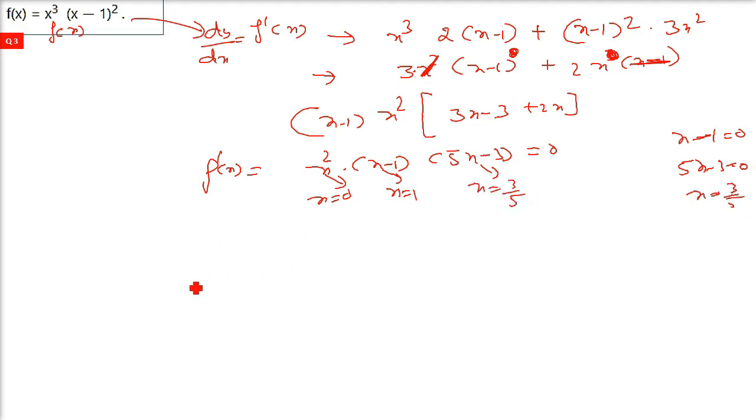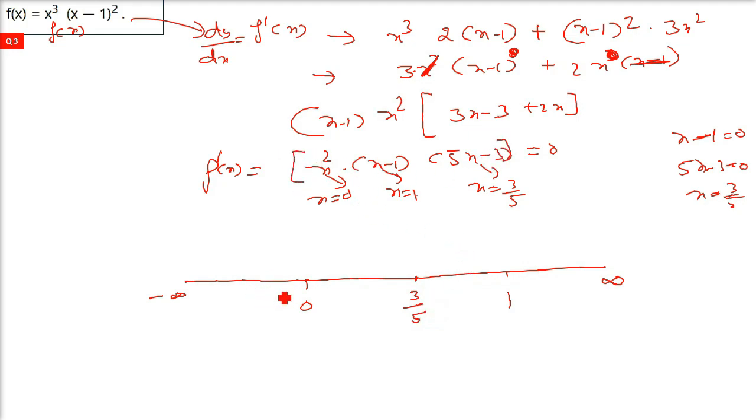Okay, 3 by 5 is nothing but 3 divided by 5. If you divide it, that will come as 0.6. So 0.6 is between 0 and 1. So you just mark 0 and 1, and somewhere after the middle point, that is 0.5, just mark 3 by 5, because 3 by 5 is equal to 0.6.